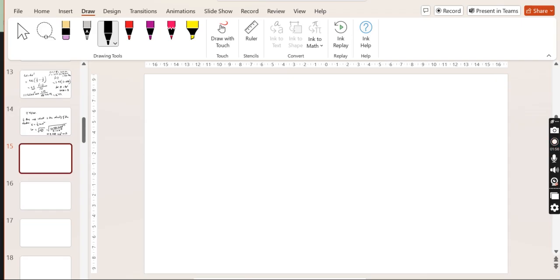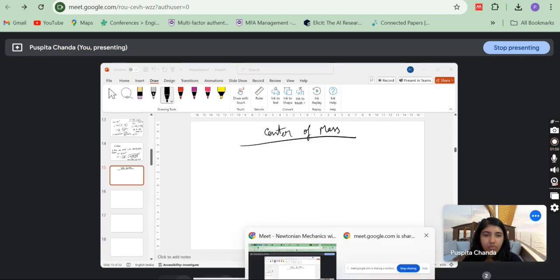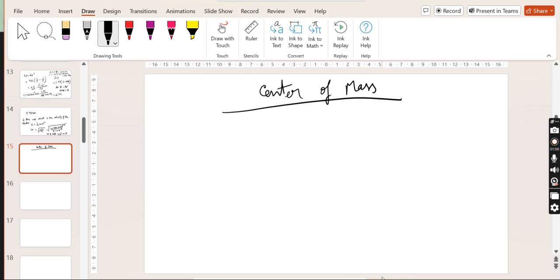Now we jump to center of mass problems. So let me write question 1.